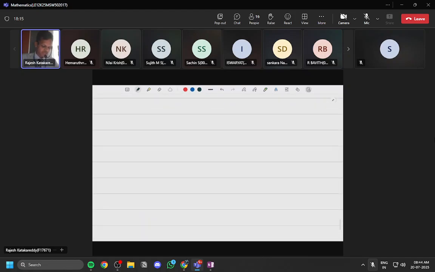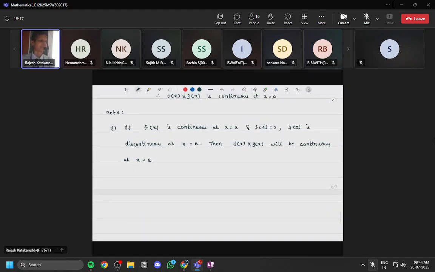Function value at a is 0. Then their product will be continuous. Clear? Understood this one? Any doubt in this?